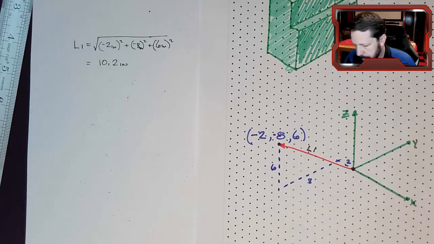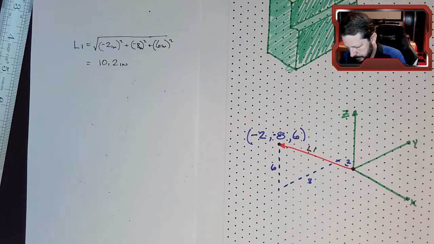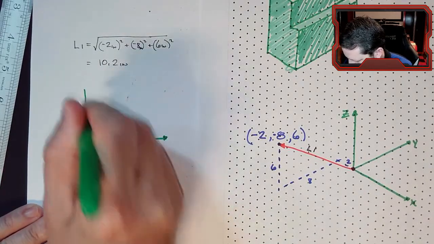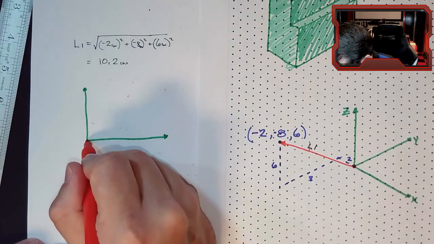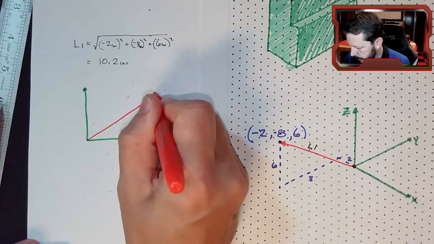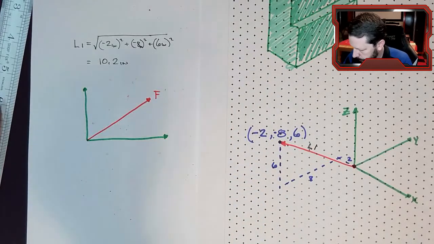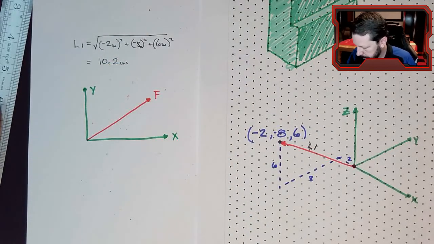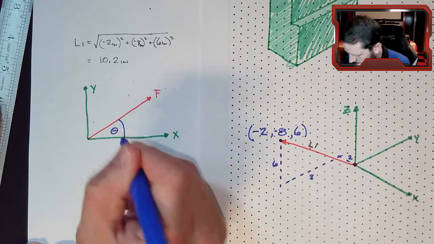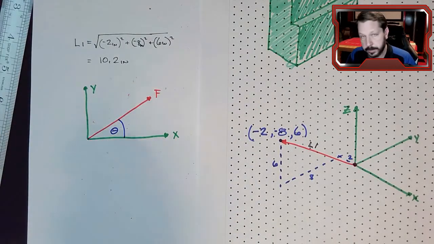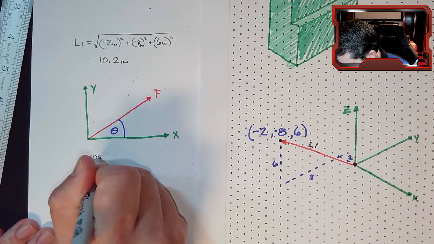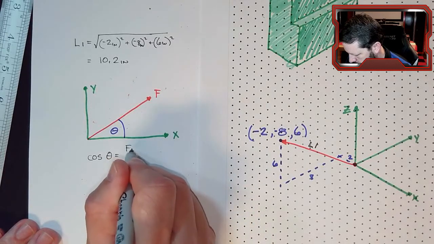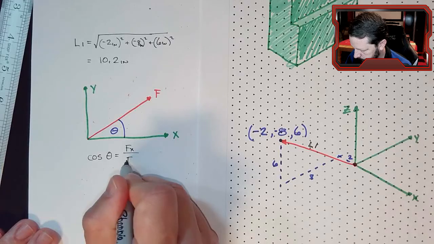There's another thing. So in our previous 2D world, we would have a force, and we just call it F, and just for completeness we'll put X and Y, and we would have an angle theta, and we would say that the cosine of theta is equal to the x component of this guy over the hypotenuse. So we'd say that.